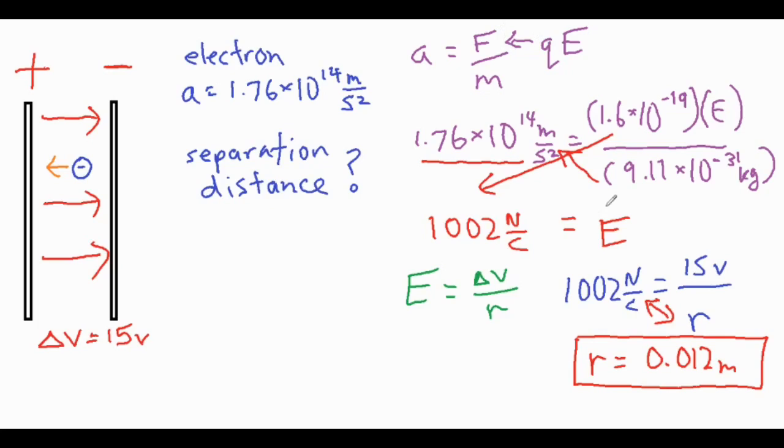Once we took Newton's second law and subbed in the QE for the F, we were able to solve for the E value. And then from there, it was a final simple calculation where we set the electric field equal to delta V over R. Plugged in our delta V, cross multiplied right over here, and then we finished off with a final separation distance of 0.012 meters between those plates.